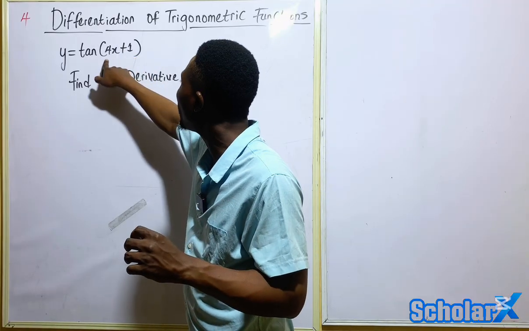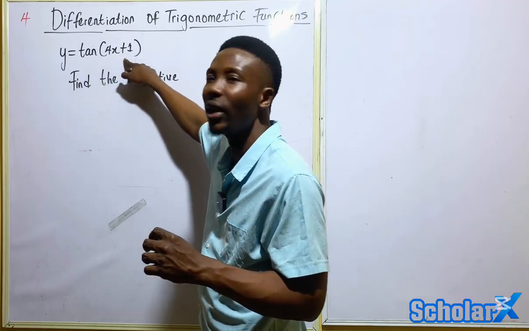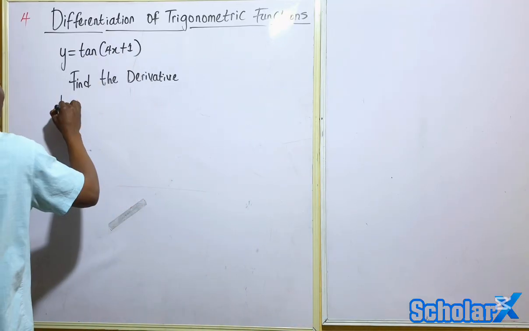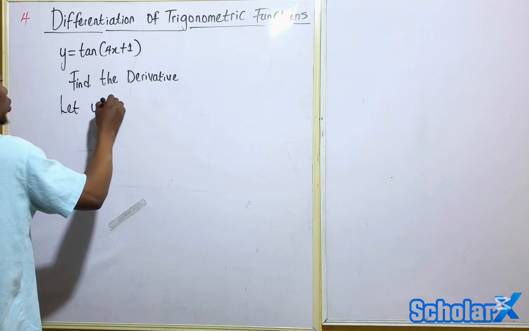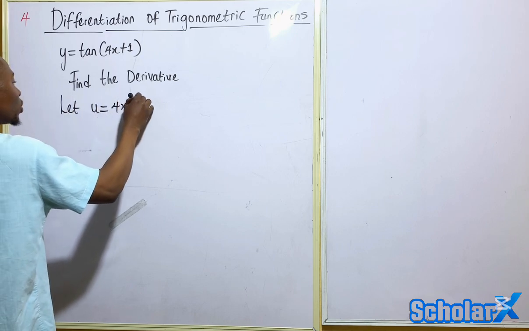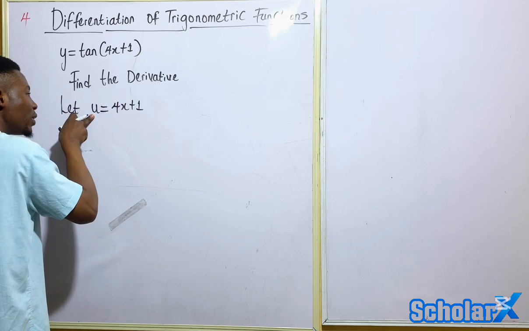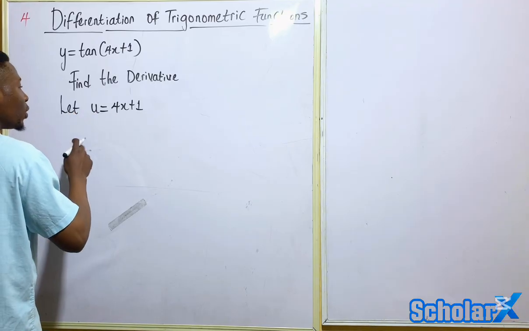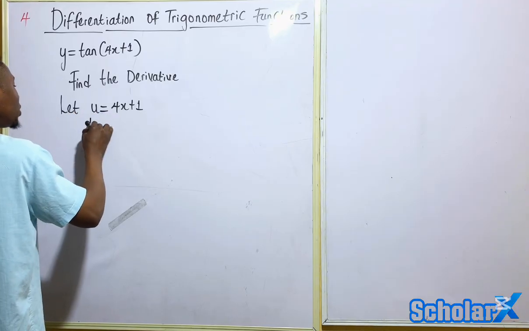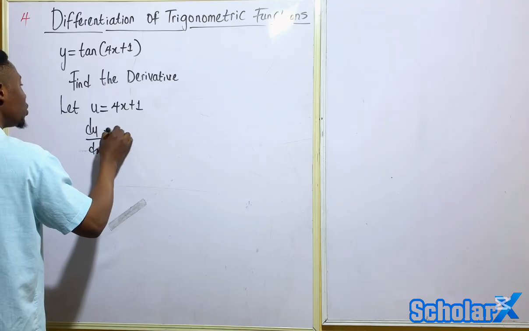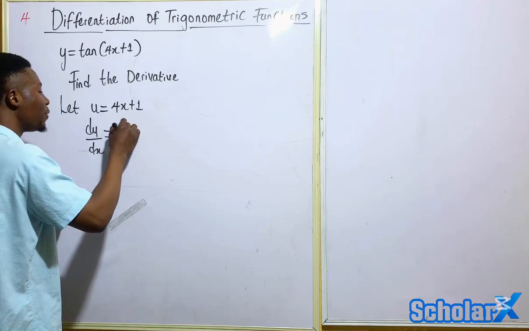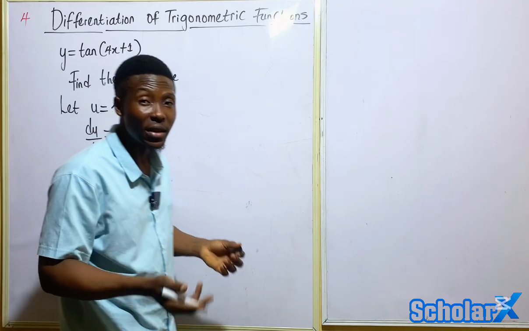So what we do is that we make a substitution, because you can't differentiate it like this. So you say, let u be equal to 4x + 1. Now you go ahead to differentiate this u with respect to x. So it becomes du/dx is equal to, if you differentiate 4x, you're going to have 4. If you differentiate 1, you're going to have 0.